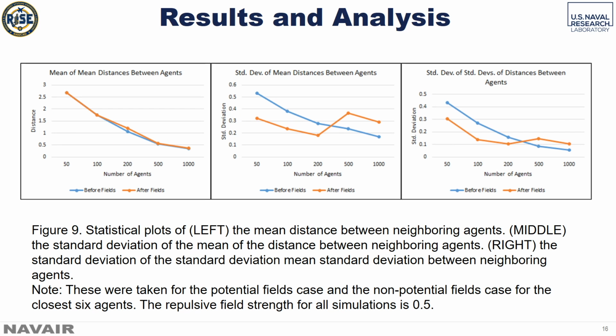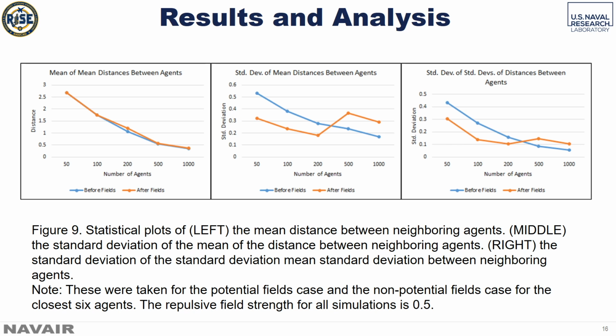You can see a number of statistical plots comparing different simulations before and after implementing potential fields. What's important to note on this slide is that the mean of mean distances between agents appears to stay the same before and after implementing potential fields. However, the standard deviation is initially lesser after implementing potential fields, indicating that even though the average distance between agents is the same, there is more uniformity with regards to the spread, which is something that's desirable.